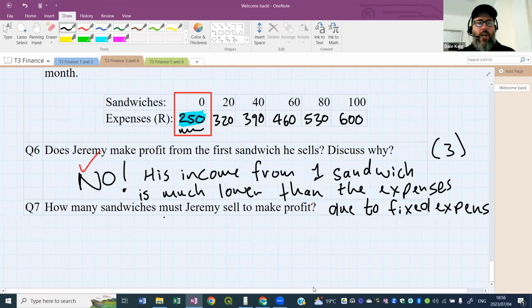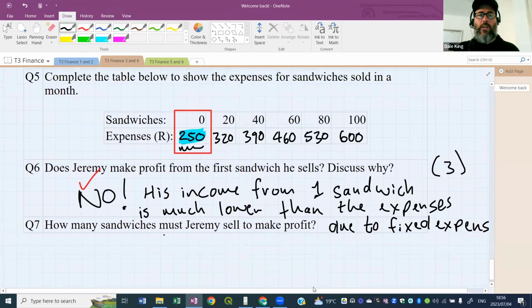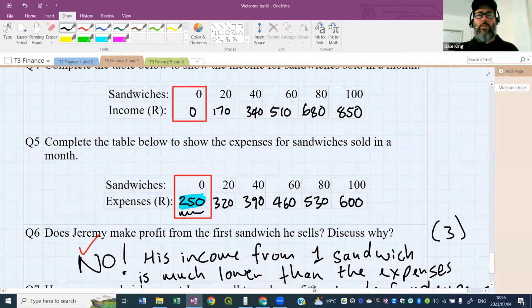Okay, so here we go. Here's the final question. How many sandwiches must Jerry make to make a profit? Now, how many sandwiches must he make to start making a profit? I'll show you the two tables. Where is he making profit? Somebody? Last question. Yeah, you're right, Katlejo. All right, think about the question. Where is he making profit?